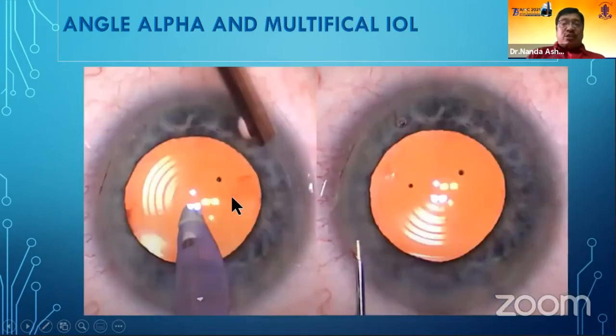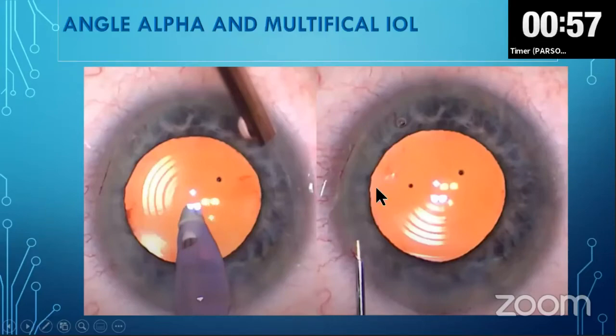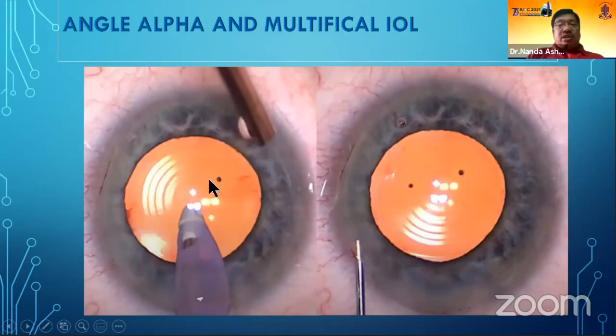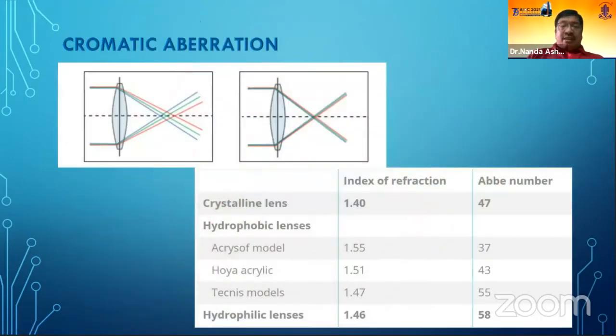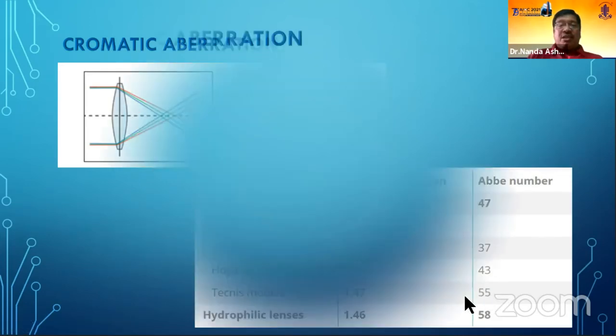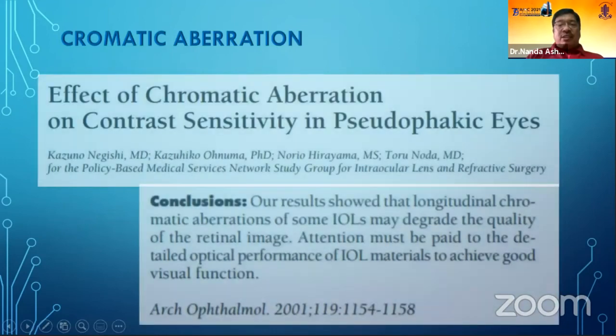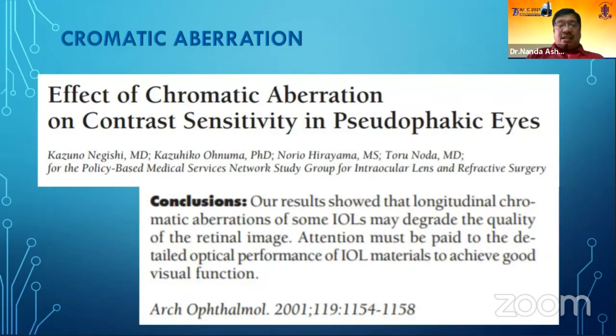In an actual scenario, if you look at the microscope image, the Purkinje image from the cornea is the triangle here, and the Purkinje image from the lens is not a triangle. These two images should be within the bullseye. Then you are sure that this patient will not have too much aberration induced by the lens. Chromatic aberration does play a role. A normal crystalline lens has an Abbe number of 47, and we must try to put a lens of 47 or more to decrease chromatic aberration. Studies have proven that chromatic aberration also deteriorates the retinal image quality.